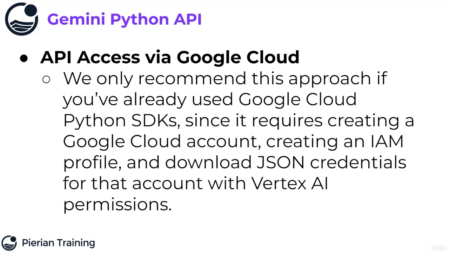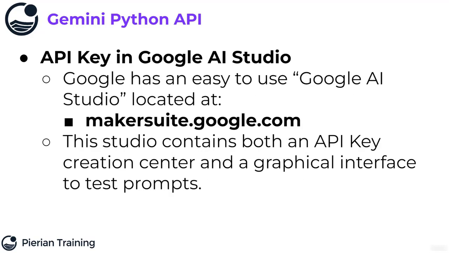Again, I would really only recommend this approach if you've already used some other Google Cloud Python software development kit, since it does require creating a Google Cloud account, creating an IAM profile, and downloading JSON credentials for that account to have Vertex AI permissions to then access the Gemini large language models. A much simpler way of accessing the models is through an API key. So, Google has an easy-to-use Google AI Studio that's located at makersuite.google.com.